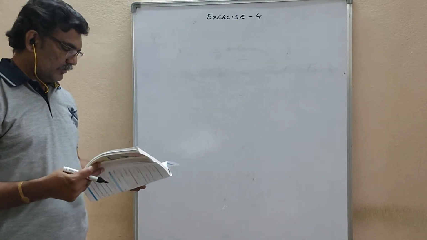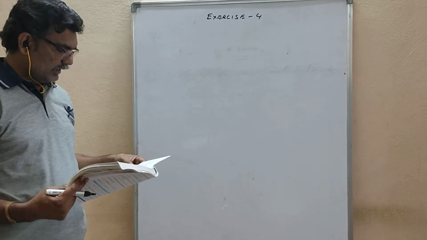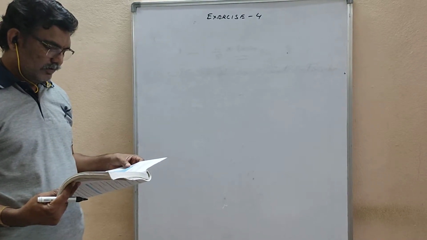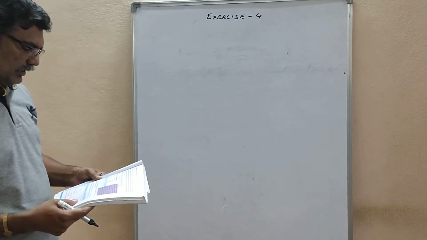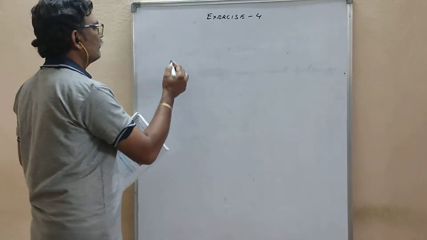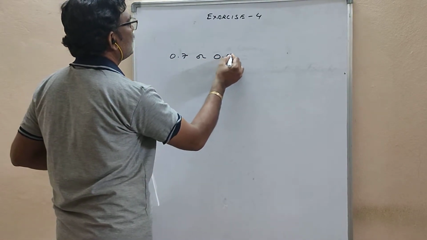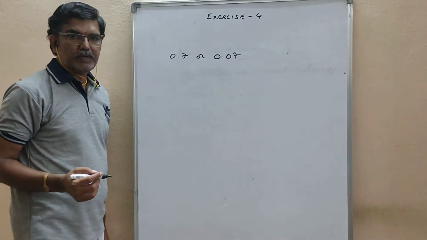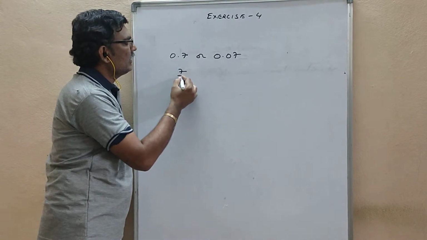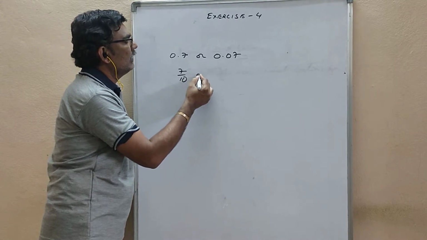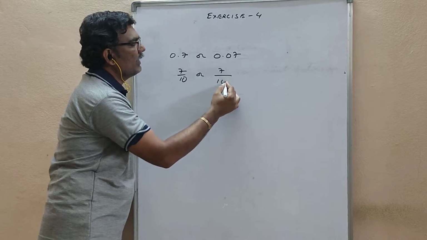So here, which one is greater? 0.7 or 0.07? Which one is greater? 0.7 you can write as 7 by 10, and 0.07 you can write as 7 by 100.